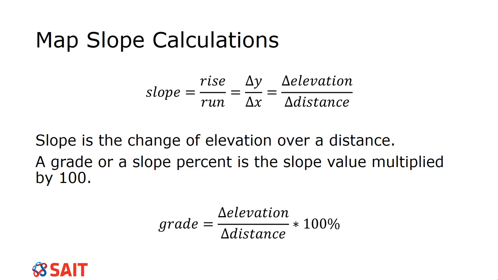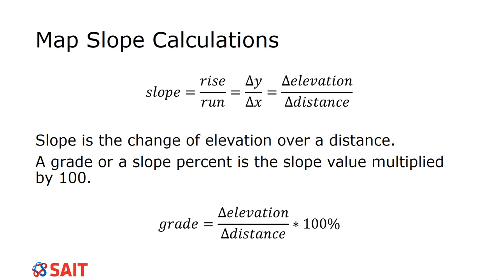So slope, as you may remember from math at some point in your life, is calculated as rise over run, which means that it is the change in elevation divided by the change in distance. So delta y over delta x. The little triangle is delta, which means change. So we are going to be looking at calculating a slope over a distance.